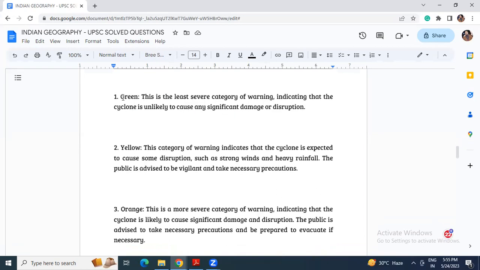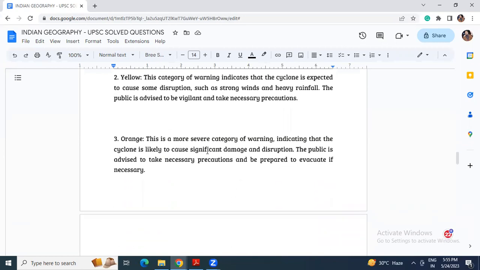First, green. This is the least severe category of warning, indicating that the cyclone is unlikely to cause any significant damage or disruption. Yellow: this category of warning indicates that the cyclone is expected to cause some disruption, such as strong wind and heavy rainfall. The public is advised to be vigilant and take necessary precautions. So precaution is concerned with yellow.